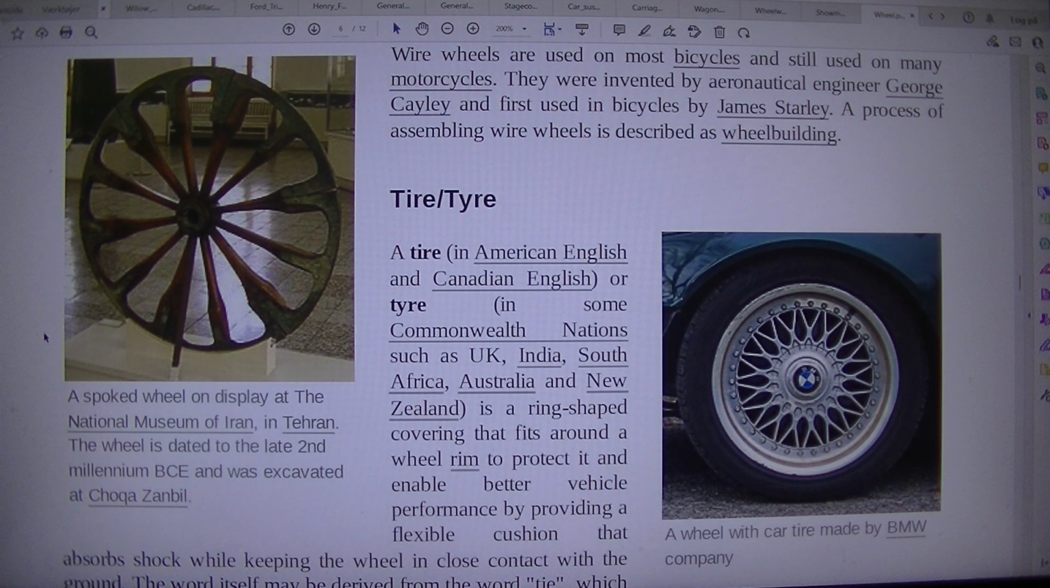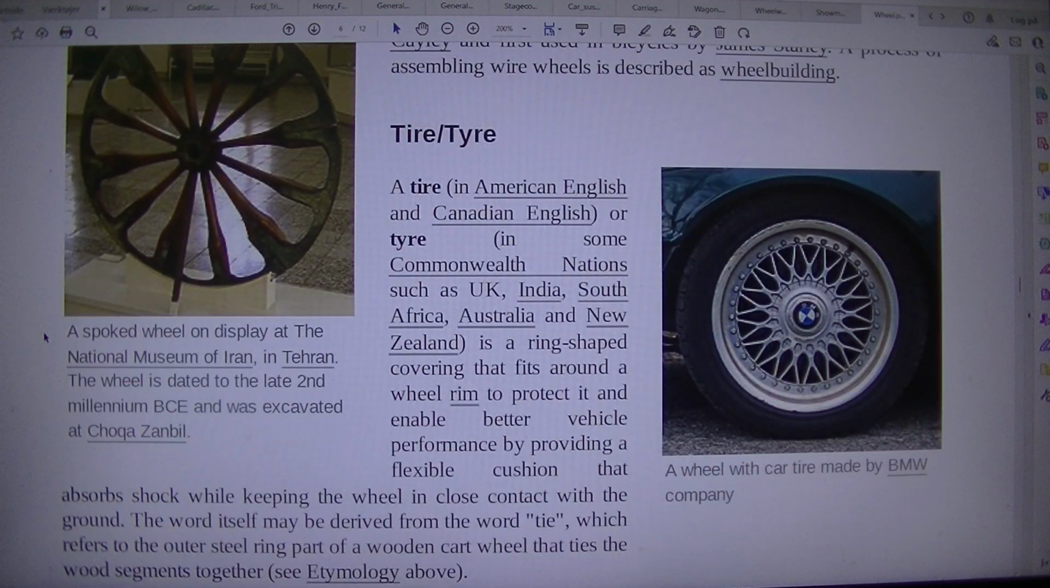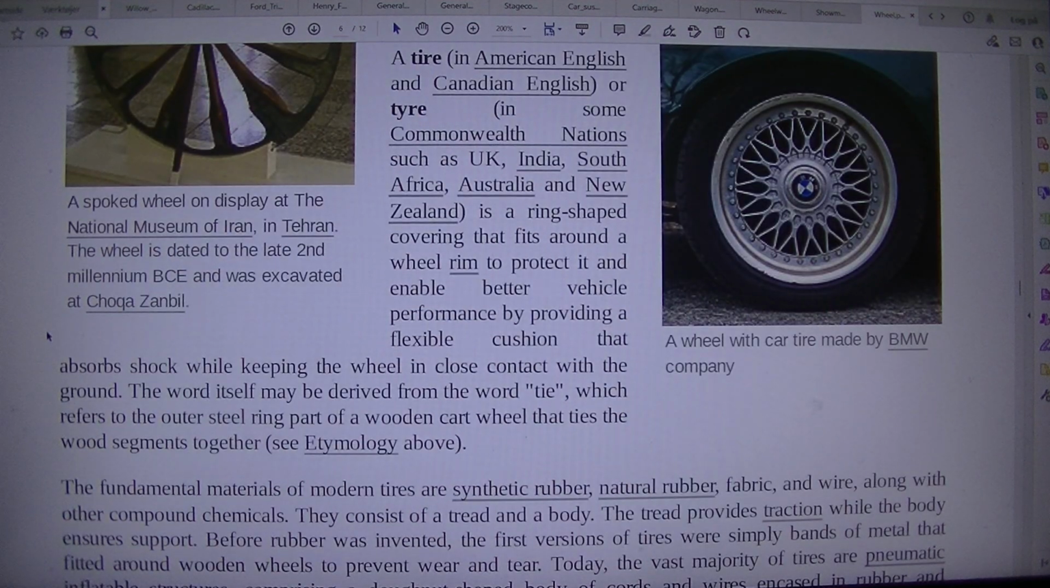See etymology above. The fundamental materials of modern tires are synthetic rubber, natural rubber, fabric, and wire, along with other compound chemicals. They consist of a tread and a body. The tread provides traction while the body ensures support.